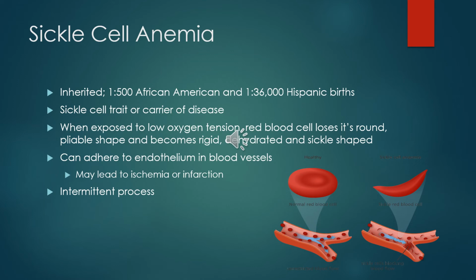One of the major concerns that we worry about with these clients is when these cells take that sickle shape, they are at very high risk for getting clumped together or stuck together within the blood vessels, which leads to ischemia or infarction. This is an intermittent process, and with quick medical intervention, the cells can go back to their original round and pliable shape before any damage occurs within the body.